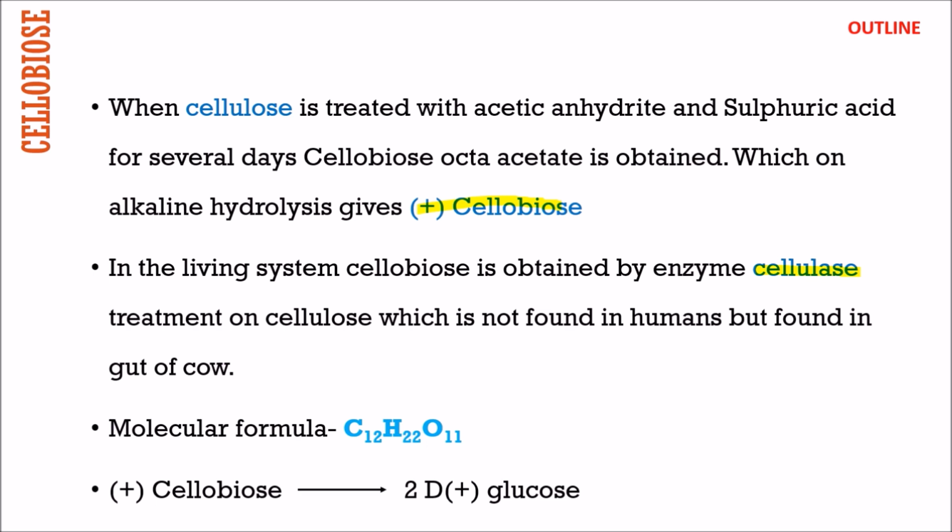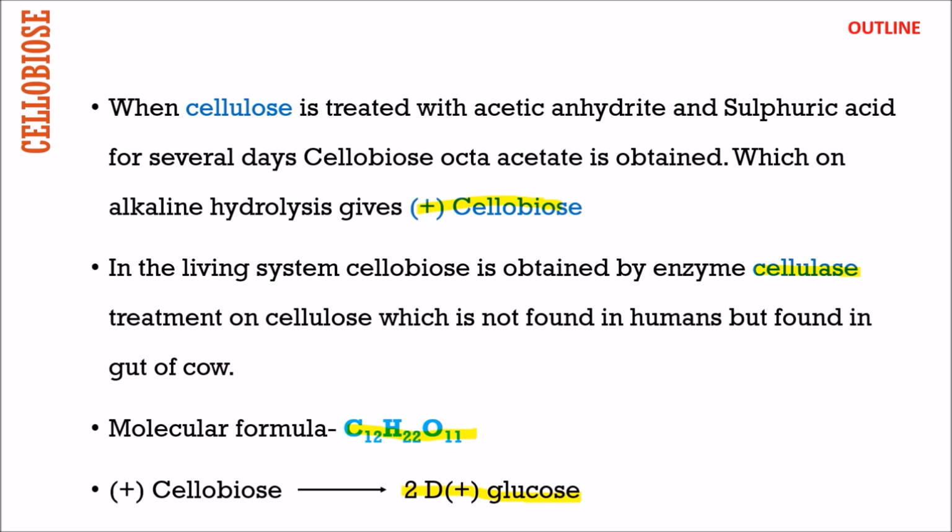Combustion analysis and molecular weight determination data arrive at the molecular formula of cellobiose as C12H22O11. While cellobiose differs from maltose in one respect, it is hydrolyzed by enzyme emulsin and not by the maltase or diastase, giving 2 moles of glucose molecules. So the cellobiose is made up of 2 monosaccharide units, that is 2 moles of D plus glucose.